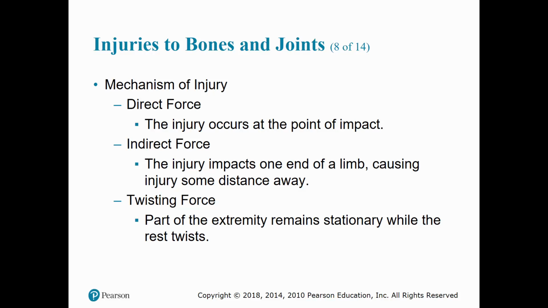So a mechanism of injury for an injury to a bone or joint, you can have a direct force, where you have a fracture directly at the point of impact, such as being hit with a baseball bat in the upper arm, and you have a fracture of the humerus. An indirect force would be an injury impacting one end of a limb, causing injury a distance away, such as you falling straight down onto your heels off of a tree. You may have fractures to the calcaneus, but indirectly may have caused fracture to the femur, your hips or pelvis, or even your lumbar spine.